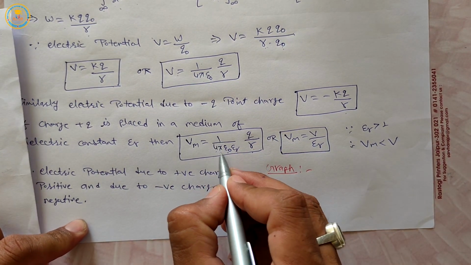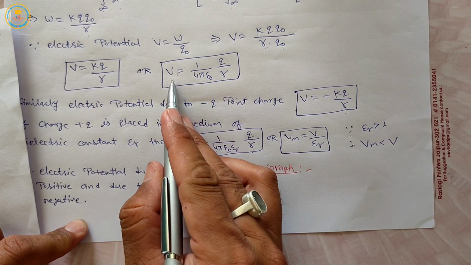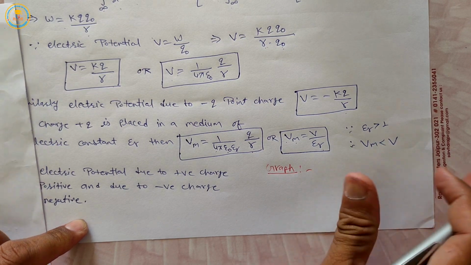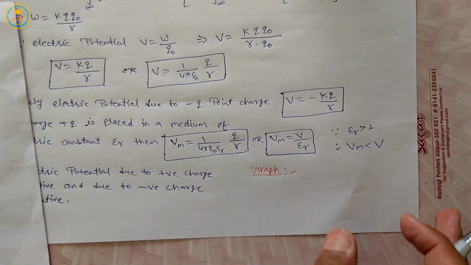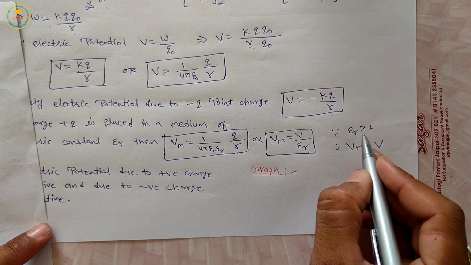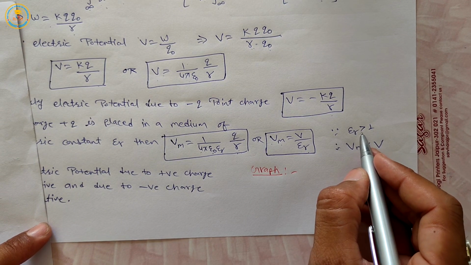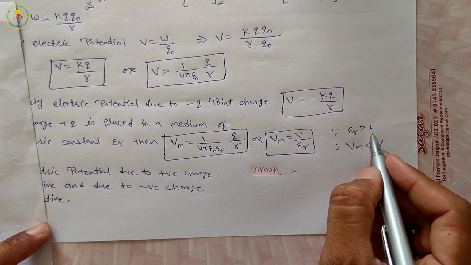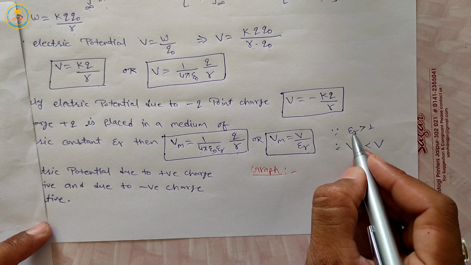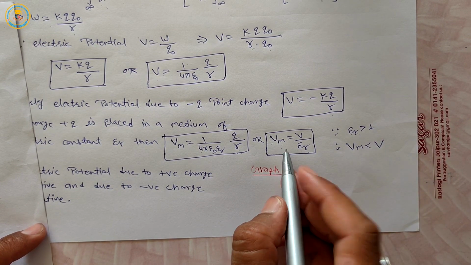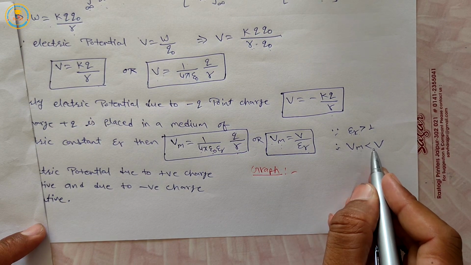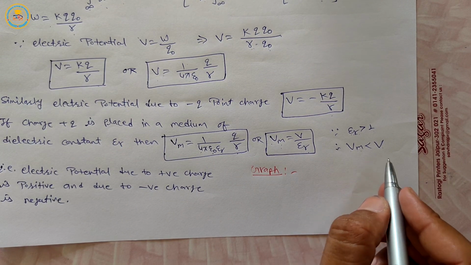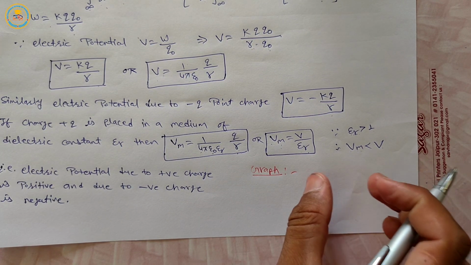Put the value of 1 upon 4 pi epsilon naught, Q upon r, equal to V. So Vm is equal to V upon epsilon r. In chapter 1 we studied that the value of epsilon r is always greater than 1. For vacuum epsilon r is equal to 1, and for any other medium epsilon r is always greater than 1. So from this equation we can write Vm less than V. It means the electric potential in a medium is always less than the electric potential in a vacuum.